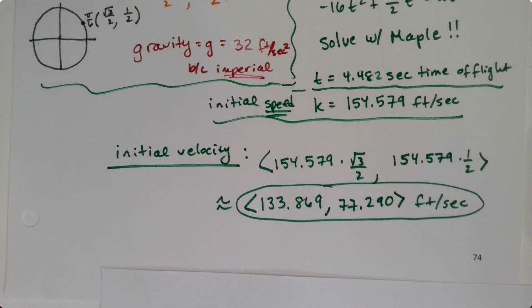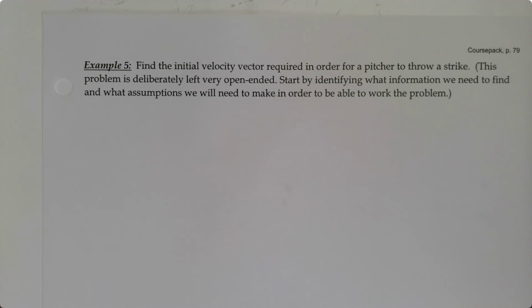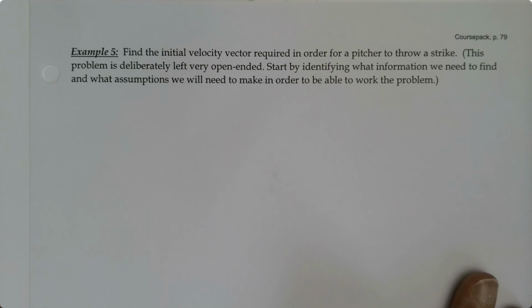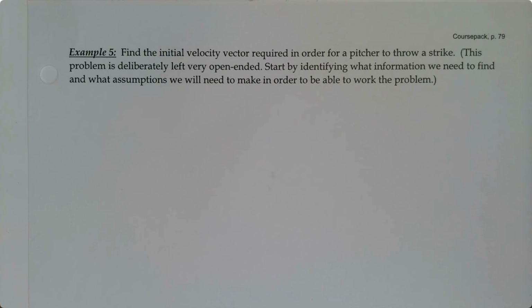Now, I'm not going to do the next problem because it's part of an assignment for you. So you are going to work on this for an assignment for Maple. You're going to find the initial velocity vector required in order for a pitcher to throw a strike. This is baseball, just for the record. I mean, I guess, I take it back. You don't have to think of it as baseball either.